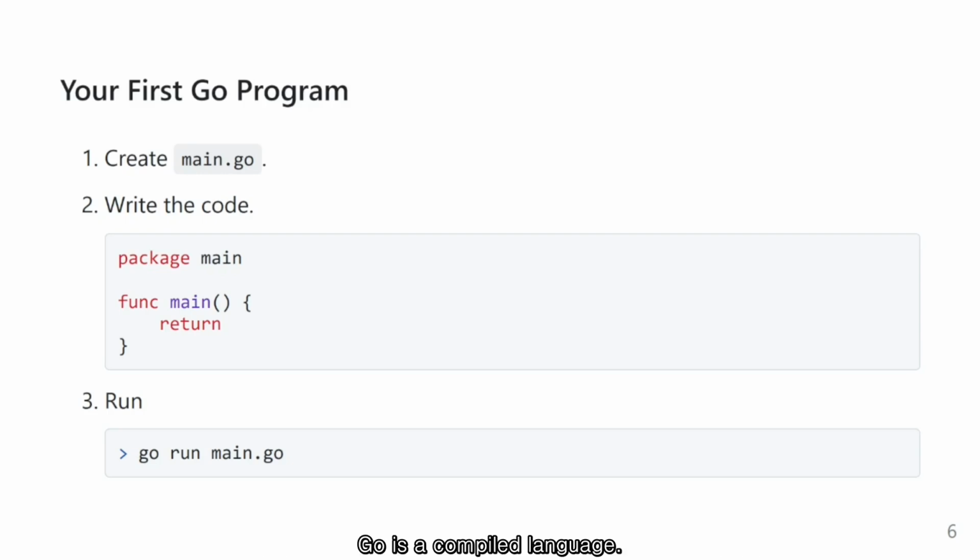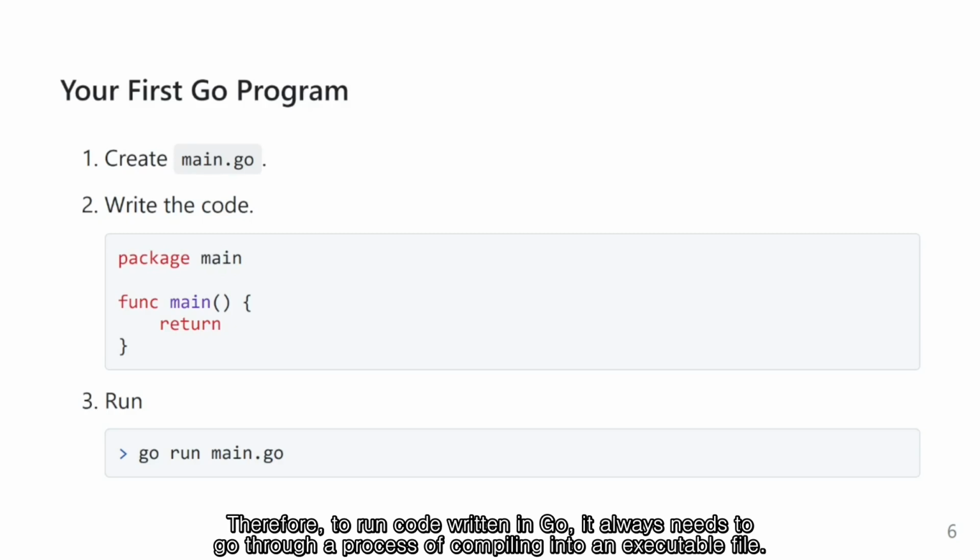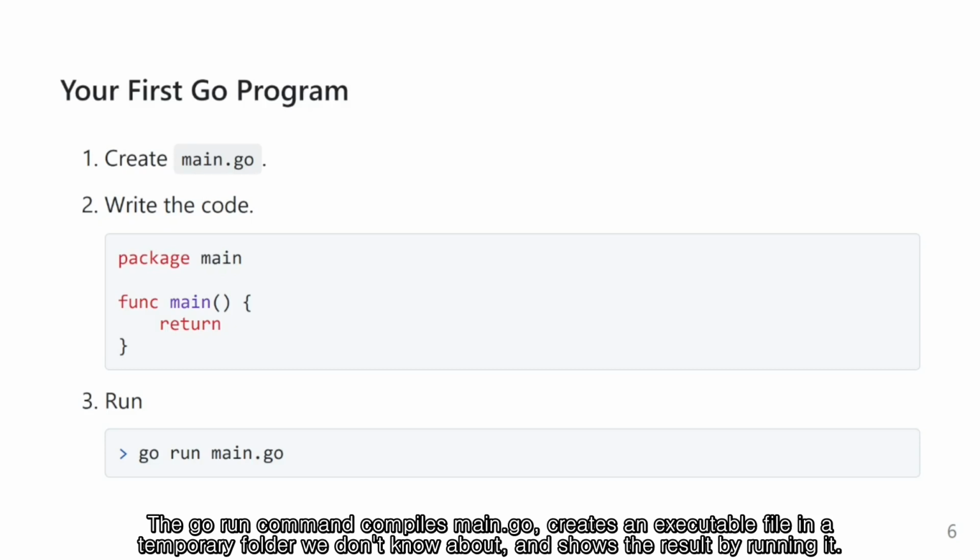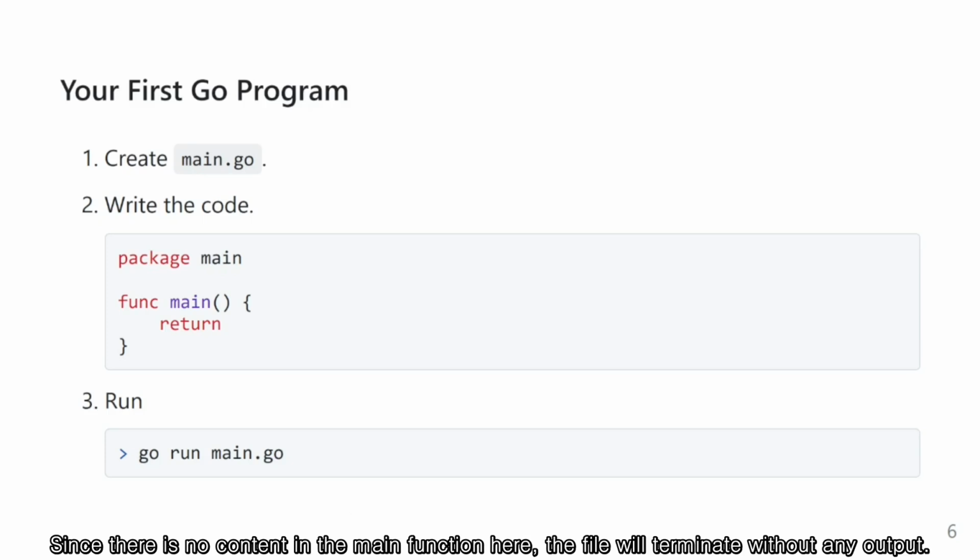Go is a compiled language. Therefore, to run code within Go, it is always necessary to go through a process of compiling into an executable file. The go run command compiles main.go, creates an executable file in a temporary folder we don't know about, and shows the result by running it. Since there is no content in the main function here, the file will terminate without any output.